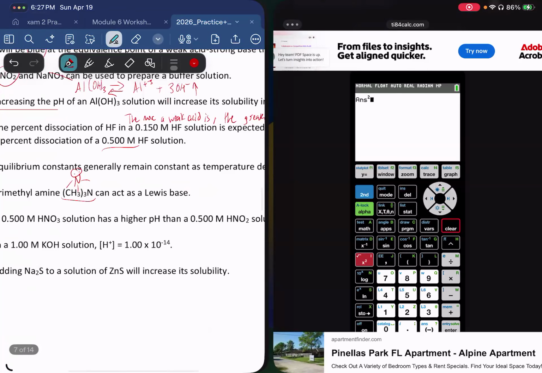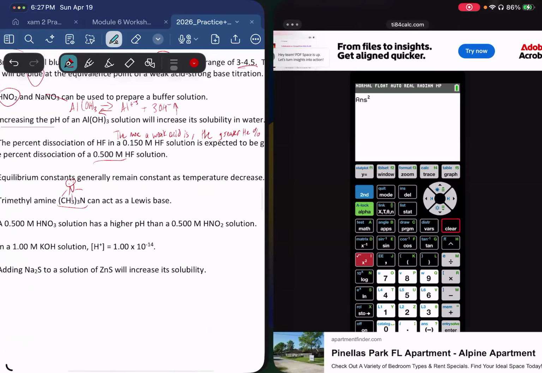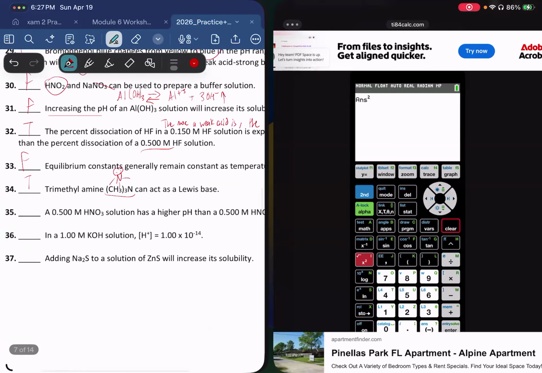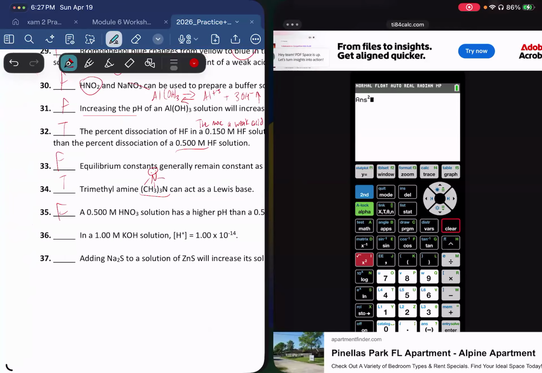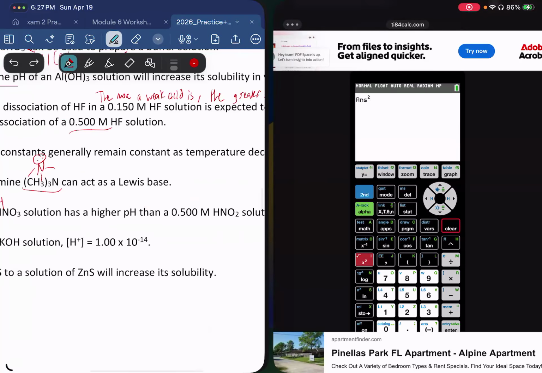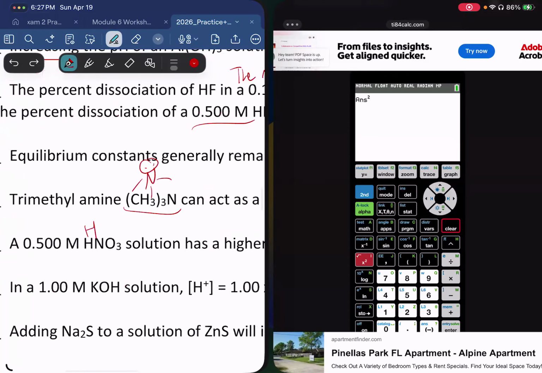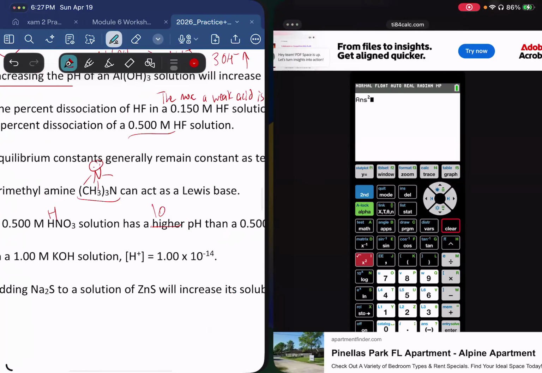0.5 of nitric acid solution has a higher pH than HNO2. This is false. All of the H is going to come out of this, but not all of the H is coming out of this. And because they're the same concentration, I can make that claim. And so this is going to have a lower pH. That's what would make this true.